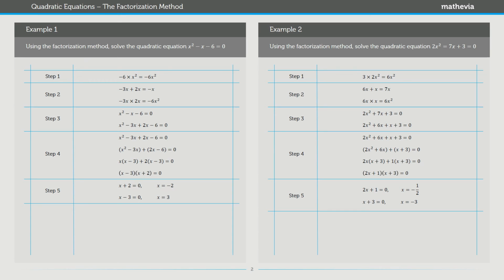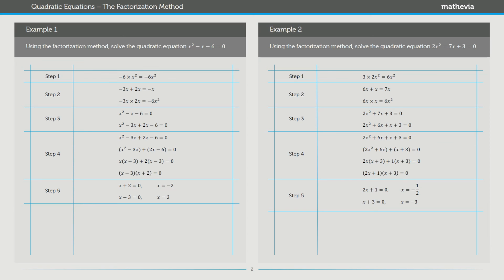Now the next thing we want to do, because from step 2 we've established that 6x plus x equals 7x, we're simply going to put 6x plus x for 7x in our equation. So step 3, we have 2x squared plus 7x plus 3 equals 0. Now we're going to replace 7x with 6x plus x. So you have 2x squared plus 6x plus x plus 3 equals 0.